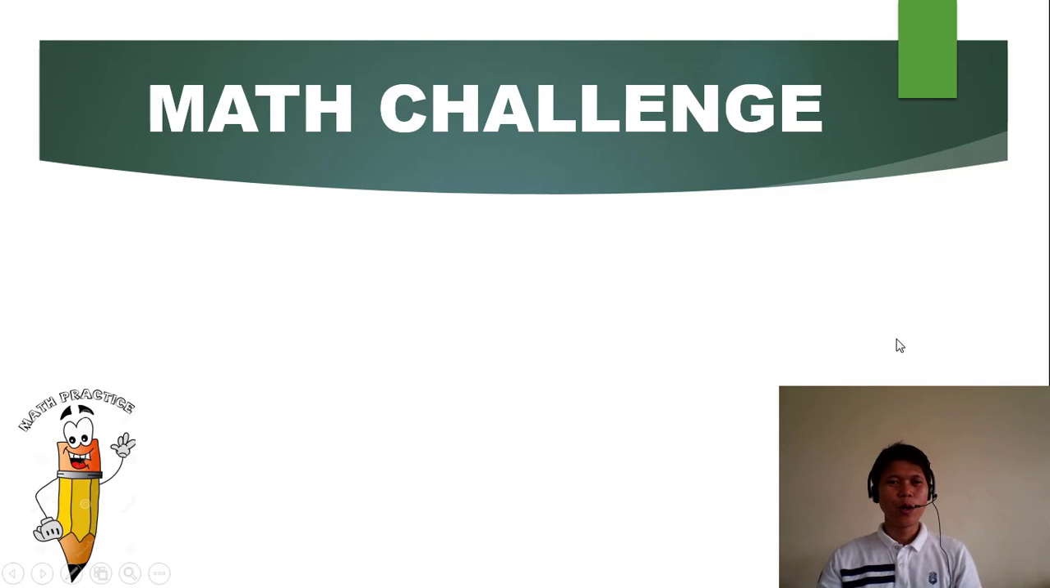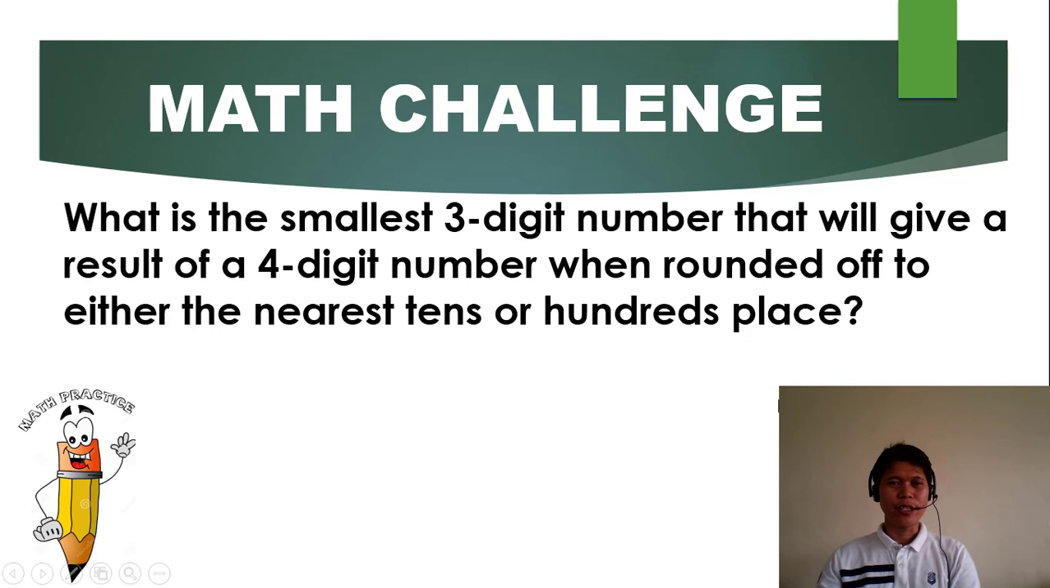Okay, next. What is the smallest three-digit number that will give a result of a four-digit number when rounded off to either the nearest tens or hundreds place? Start. Okay, I hope that you got the correct answer. The correct answer is 995.